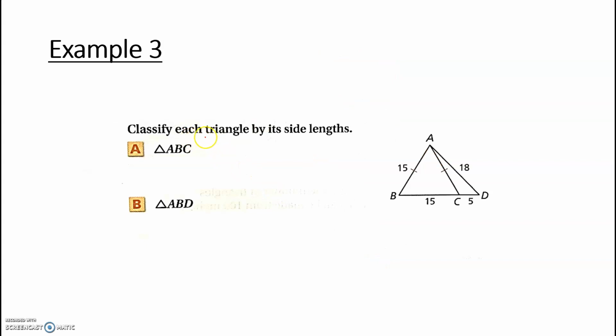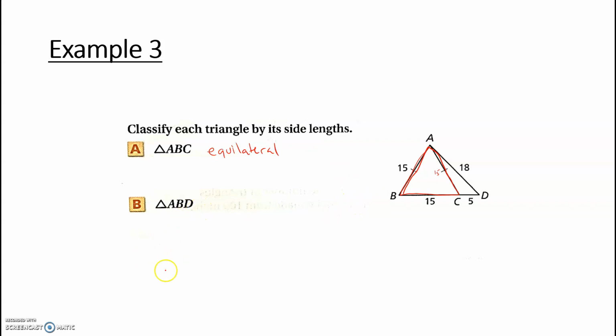The next one says classify each triangle by side lengths. All right. So triangle A, B, C. The thing that sticks out to me are these 2 little tick marks here. Notice this side's 15, that means this side's 15. So this side's 15, this side's 15, and this side's 15. We're going to call that equilateral. All the sides are the same.